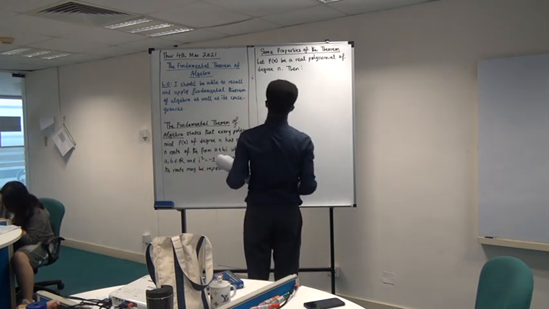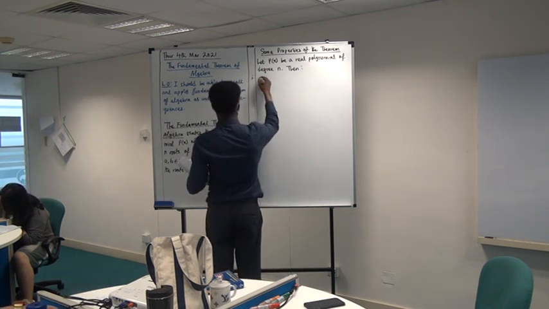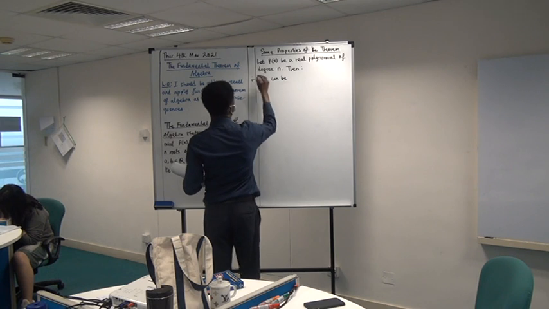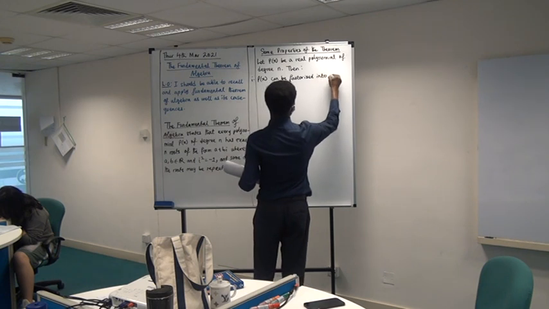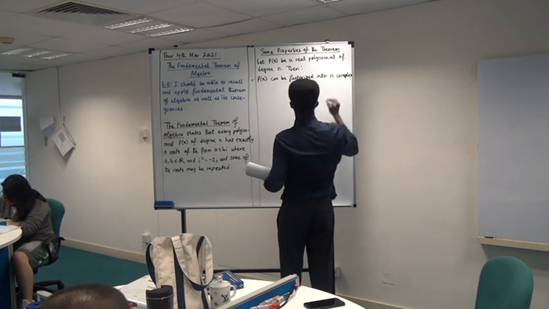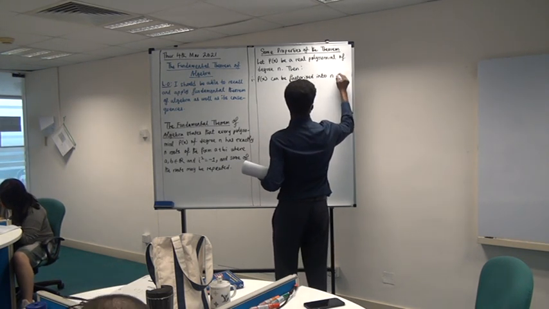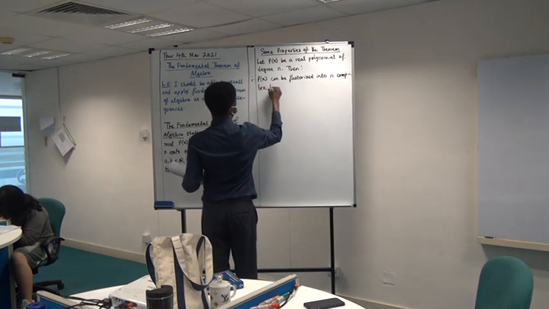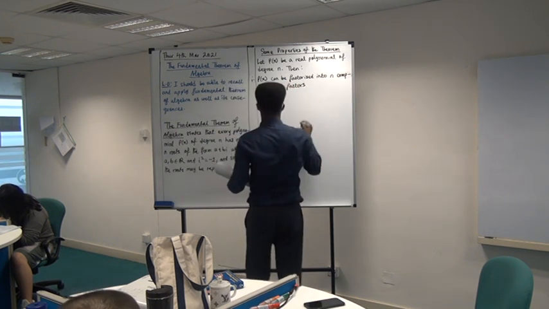So if p is a real polynomial of degree n, then the following: one, p of x can be factorized into n complex linear factors. The reason for saying complex is because it doesn't have to be real. But of course, when we say complex, real is involved as well. Complex linear factors, okay, some of which may be repeated.